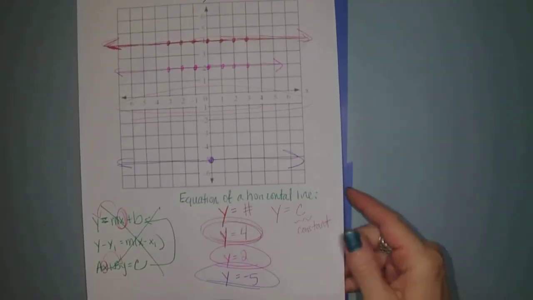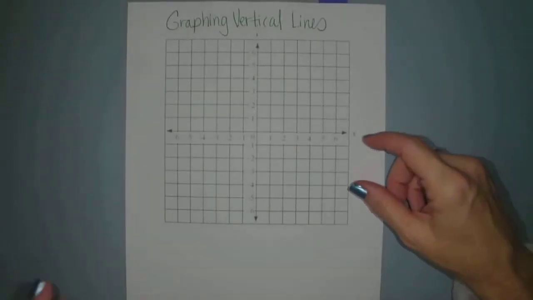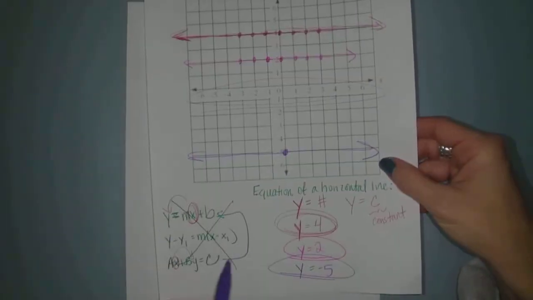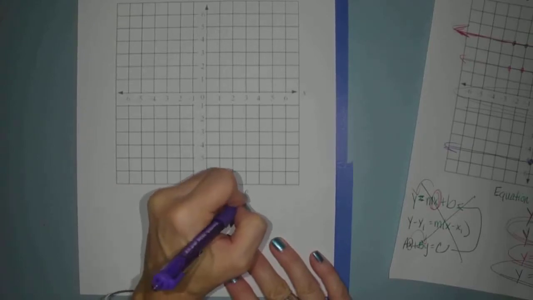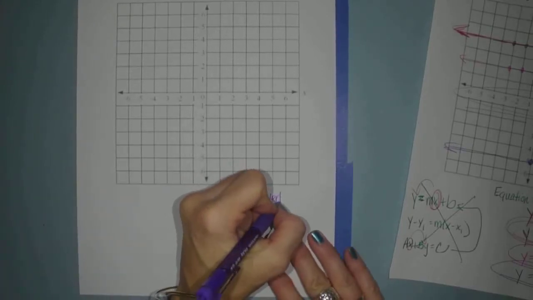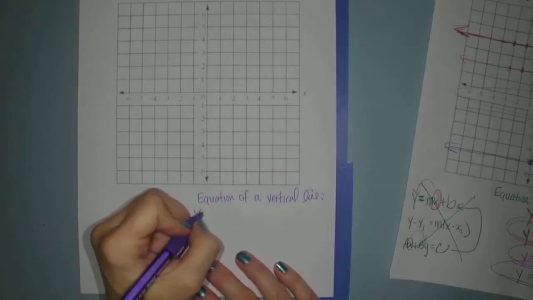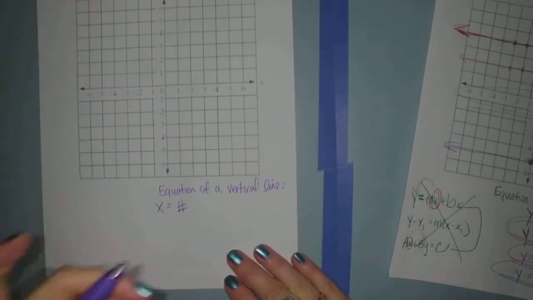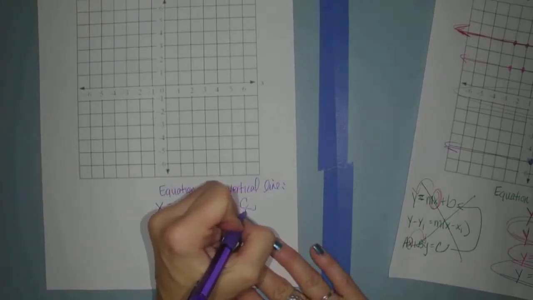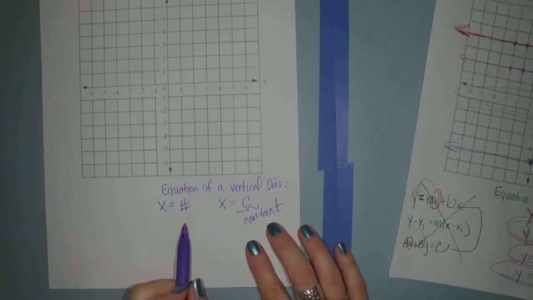Okay, vertical lines, kind of the exact opposite. Graphing vertical lines. Okay, again, they don't have any of these forms. Nope, no. The equation of a vertical line looks like this. x equals a number. So if you want it fancy, x = c, a constant. This is how you'll see it in the books. But we know a constant is just a number.